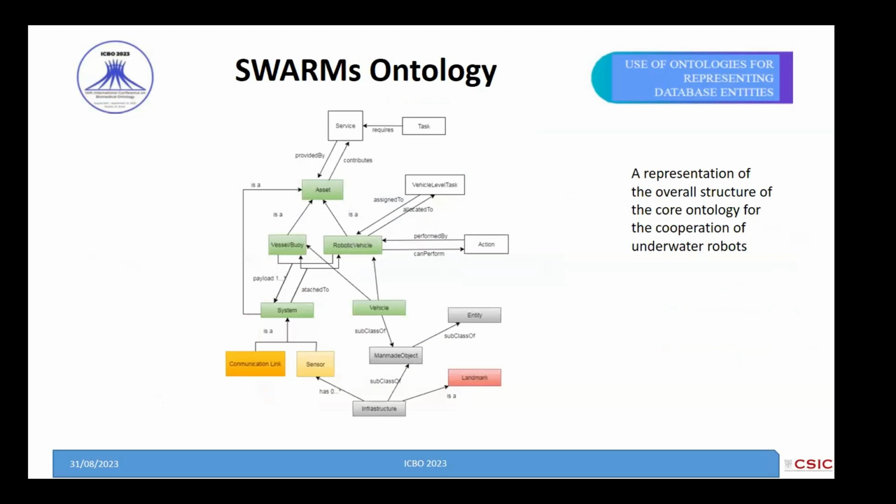A representation of the overall structure of the core ontology for the cooperation of underwater robots, SWAN's ontology, the details of which of a communication ontology that can be used by remotely operated vehicles to transmit data and commands between vehicles and operators is defined by the SWAN's platform. SWAN's users can estimate the rate of spread of pollutants and determine the level of pollution and the estimated size of the polluted area.